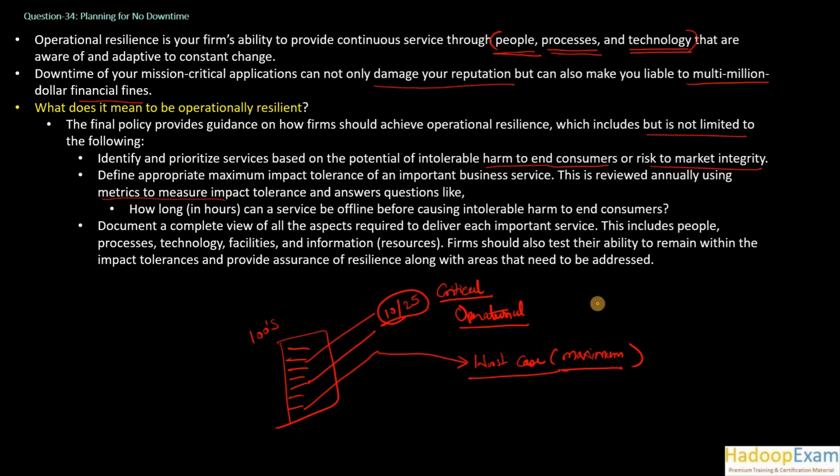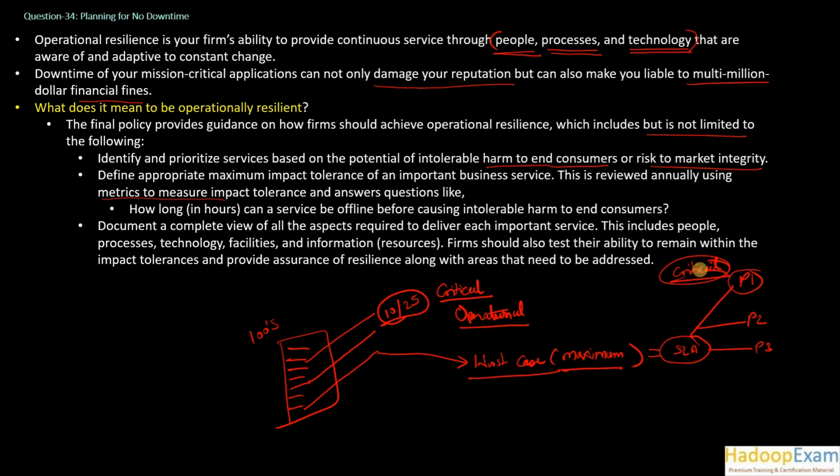How long, in hours, can a service be offline before causing intolerable harm to end users? Basically this is an SLA, correct? Based on that, your P1, P2 or P3 issues are raised, and even critical ones can be raised, correct? So based on that you need to find it out, document it, and create metrics for how long at maximum this service can be offline. If it goes beyond that, it is a loss.